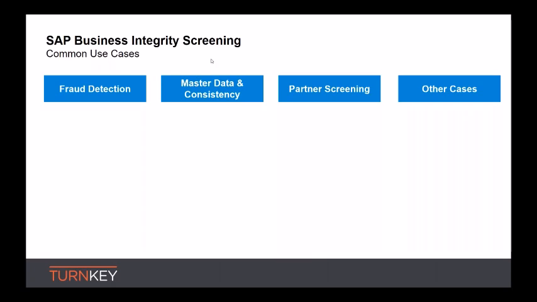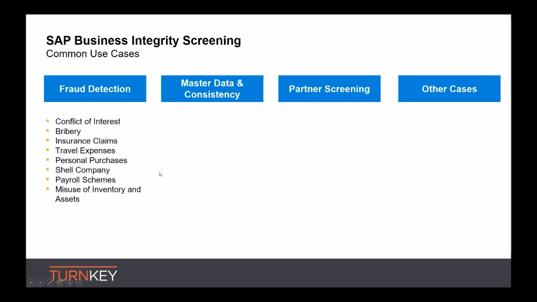First, I would like to start to mention some of the common use cases for business integrity screening so that you have an idea what it can be used for. Previously, it was called fraud mesh. It was not only possible to do fraud detection with it. They renamed it to business integrity screening. Still, one of the common use cases is fraud detection. So we have typically a conflict of interest, looking for bribery, insurance claims is a big area as well, travel expenses, personal purchase, shell companies. So there's a lot of scenarios for fraud detection, and there's already a variety of detection methods delivered by SAP in this area. But it's not all about fraud detection.